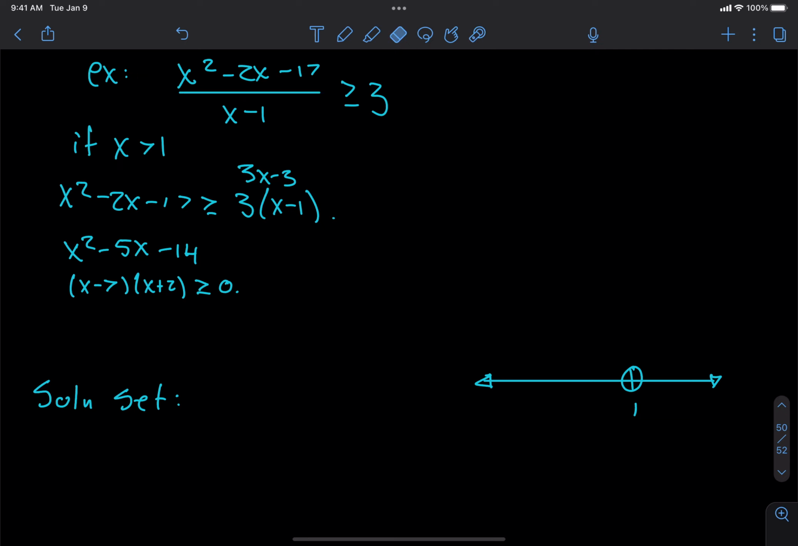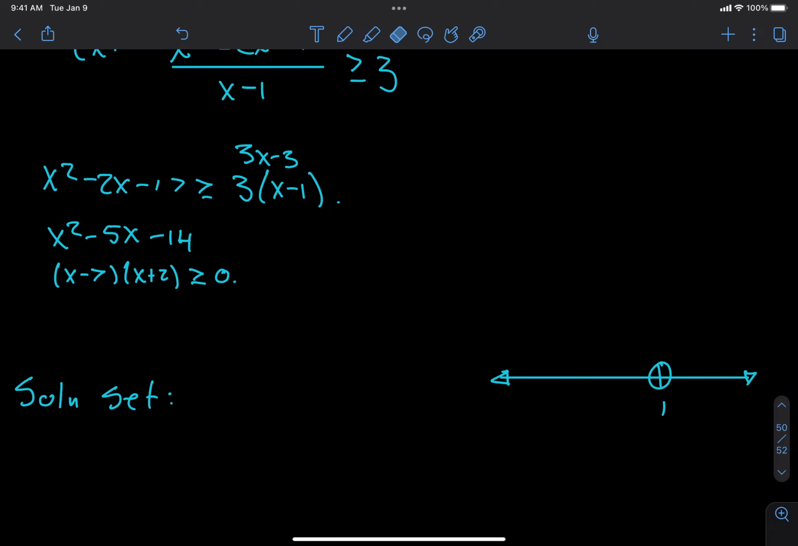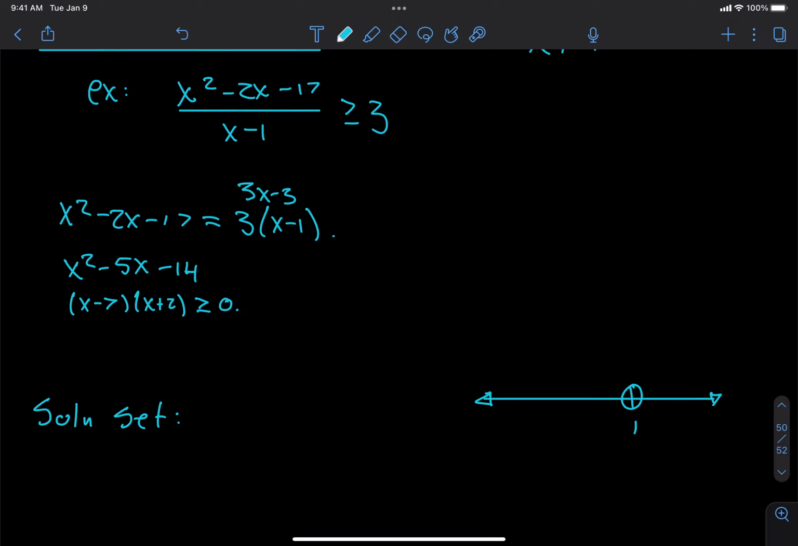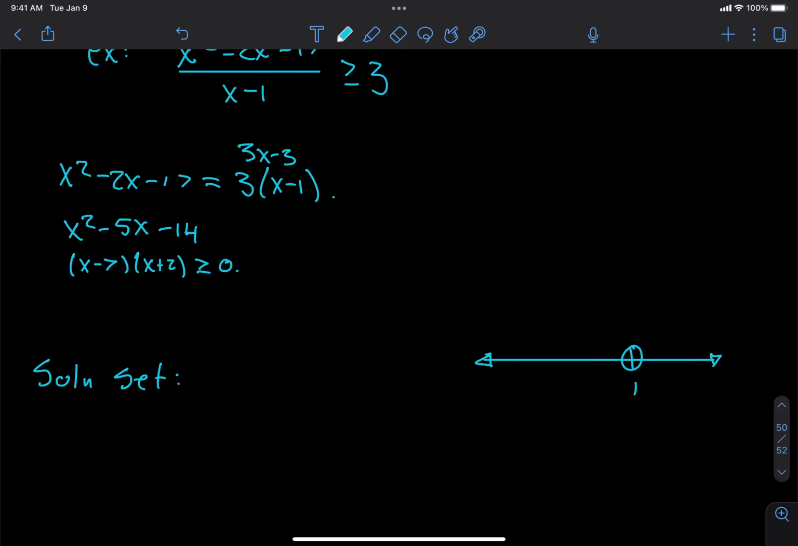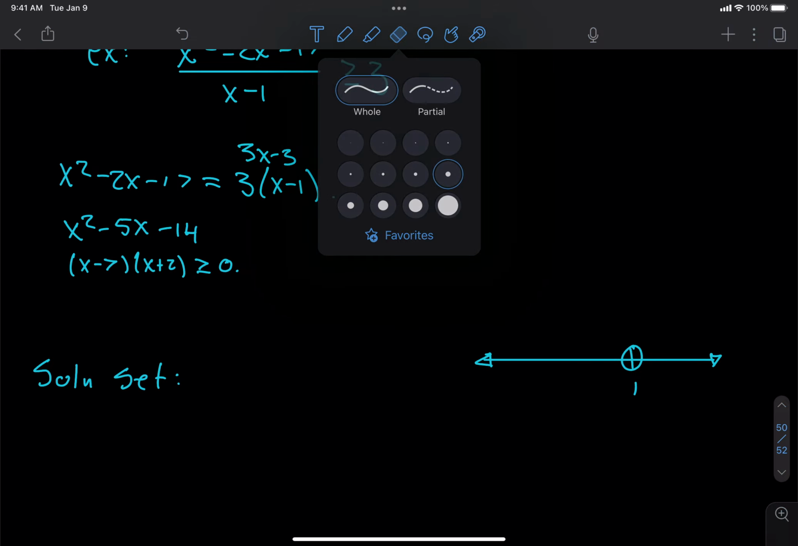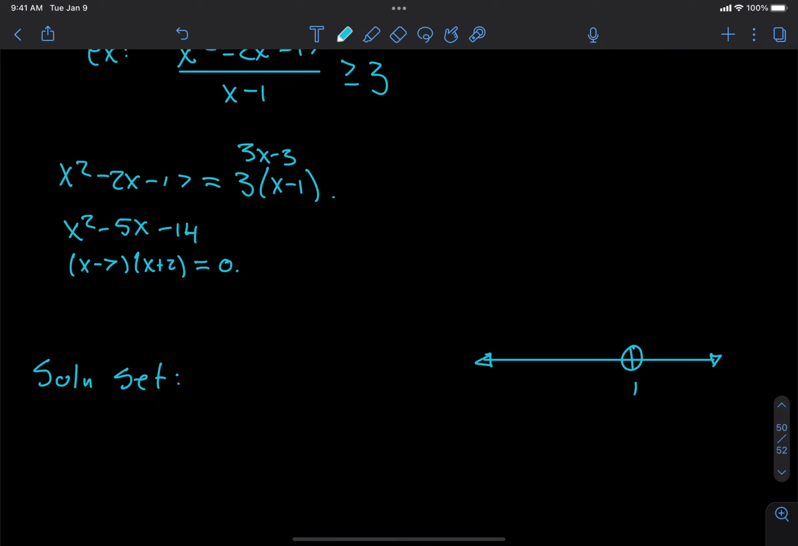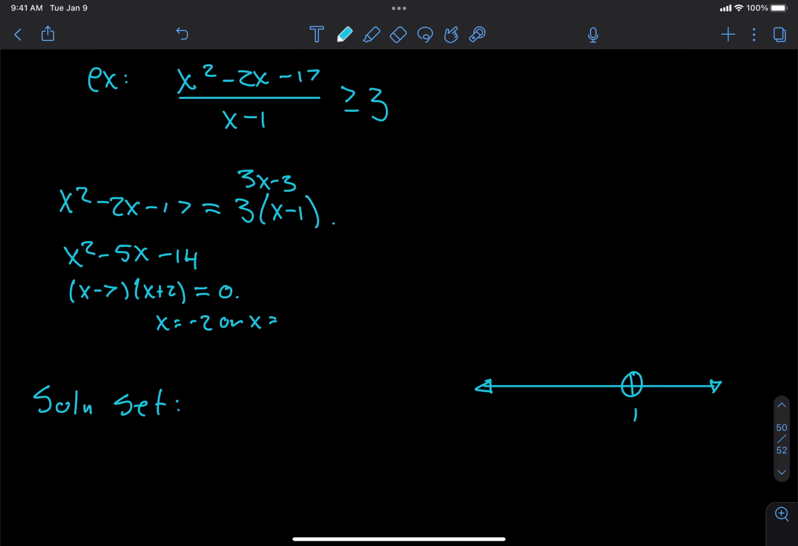What we're actually going to do is multiply both sides by x minus 1 and solve not this inequality, but rather this equality. So this is why we don't care about the sign of that denominator. So we solve this equality, and then what do we get? Equals 0. Okay, so therefore x is equal to negative 2, or x is equal to 7, right?